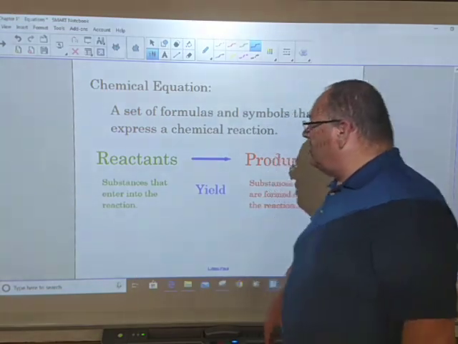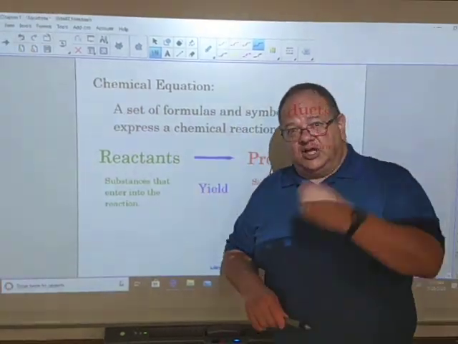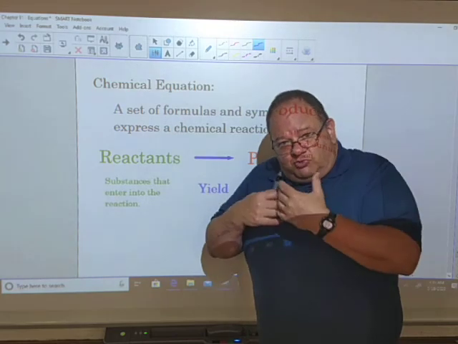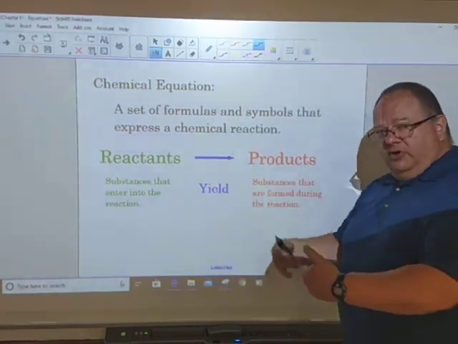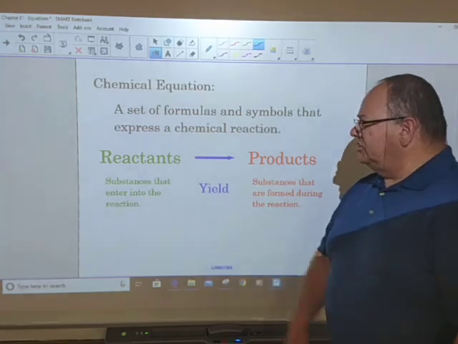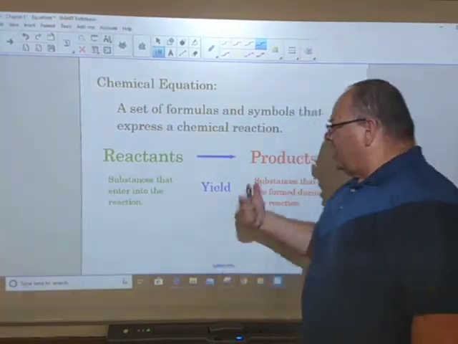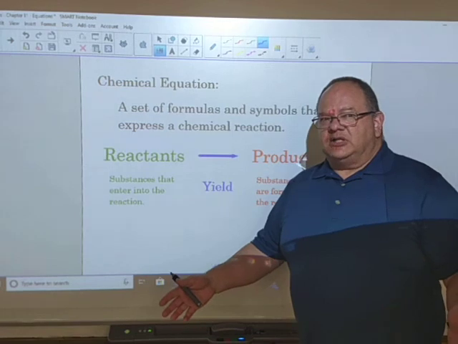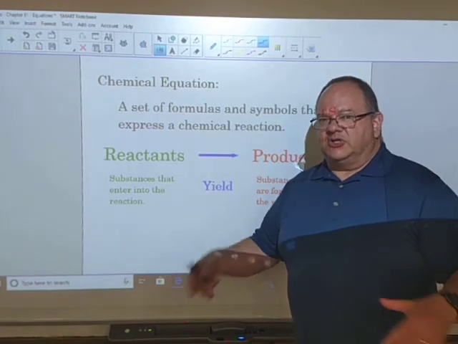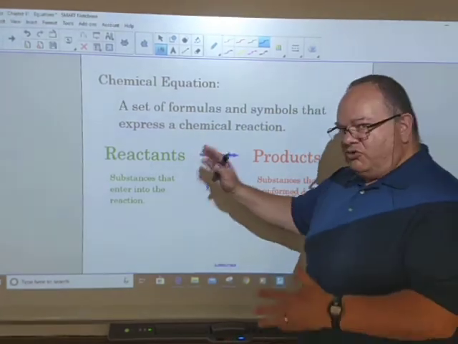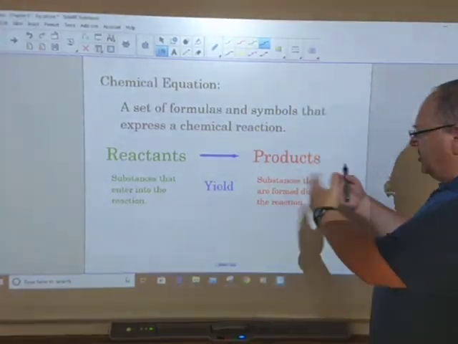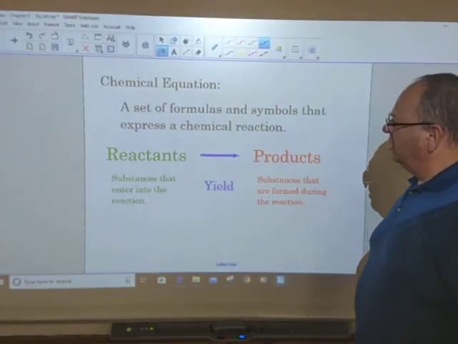Those are the things that we start with. In that last equation, it was methane and oxygen. That's what we started with. And then products, well, they're formed during the reaction. They're the things that are produced. You know, reactants react, products produced. That's not quite a good enough definition for a test because that's a circular definition, but, you know, think about it. Reactants are those things that react. Products are those things that are produced.